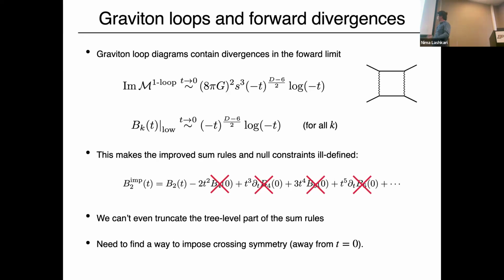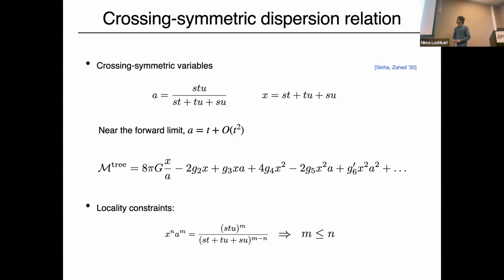But you can also recall that the reason why we are able to do this improved sum rule is because of crossing symmetry. The reason why we can have this cancellation is because our low energy amplitude has some crossing symmetry, so that we can take a certain linear combination to cancel the same component. And so essentially what we will need to do to solve the problem is that we want a way to impose crossing symmetry, but we don't want to impose it by taking t equals 0. And fortunately, there is a way to do it, and it's by using what's called the crossing-symmetric dispersion relation.